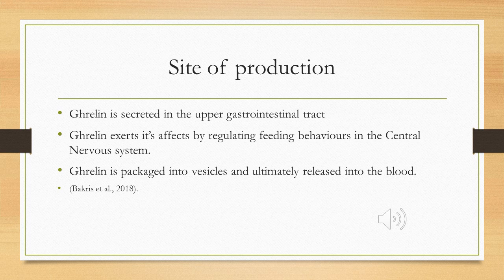Ghrelin is secreted in the upper gastrointestinal tract and mainly produced in the stomach and a small amount in the small intestines, stomach, and brain. Ghrelin exerts its effects by regulating feeding behaviours in the central nervous system, also known as the CNS. Ghrelin is bundled into vesicles and ultimately released into the blood.